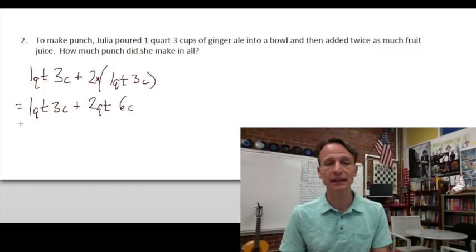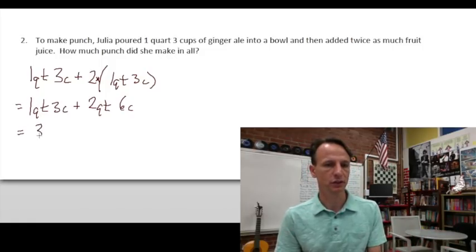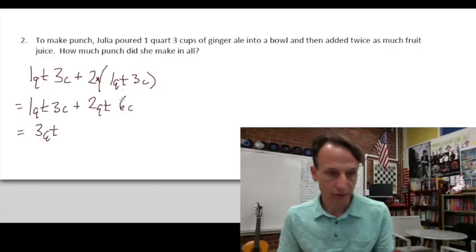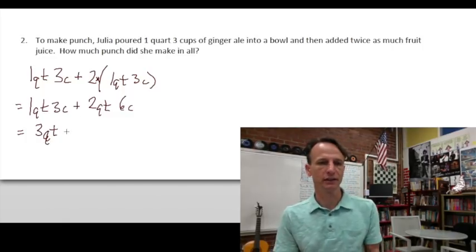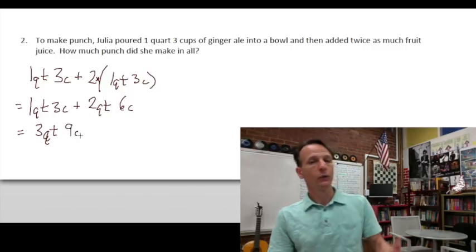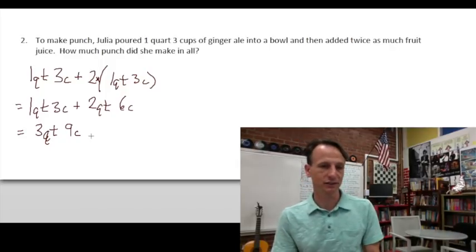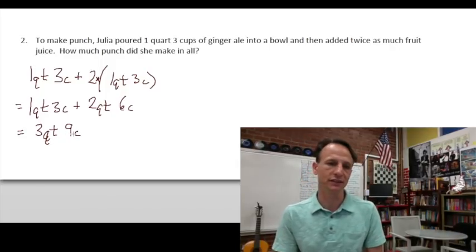Okay, so now we can add these bad boys. 1 quart and 2 quarts is 3 quarts. Fix that Q. Oh, slow down, man. 3 cups and 6 cups is 9 cups. Now, we cannot leave it as a monstrosity like this. 3 quarts, 9 cups. That's craziness, you know?